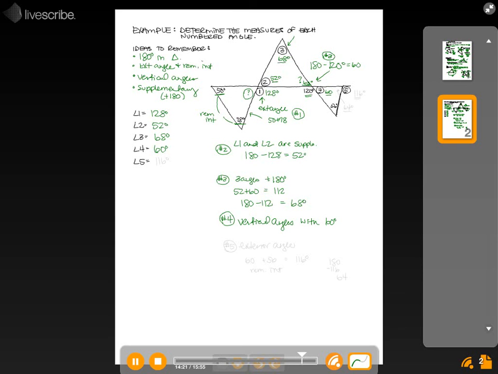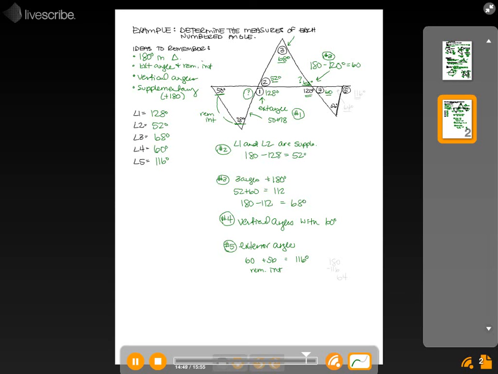Alright, now to find angle 5, it's an exterior angle again. Okay, and if it's an exterior angle, that means the sum of the two remote interior angles, 60 and 56, is going to be what angle 5 is. Well, 60 plus 56 is 116, so there's our third angle, 116 degrees.